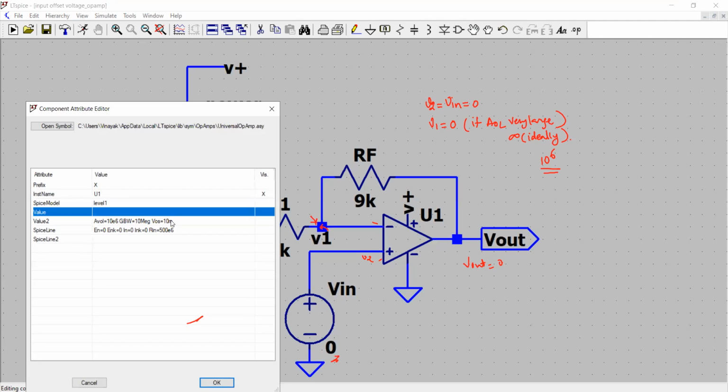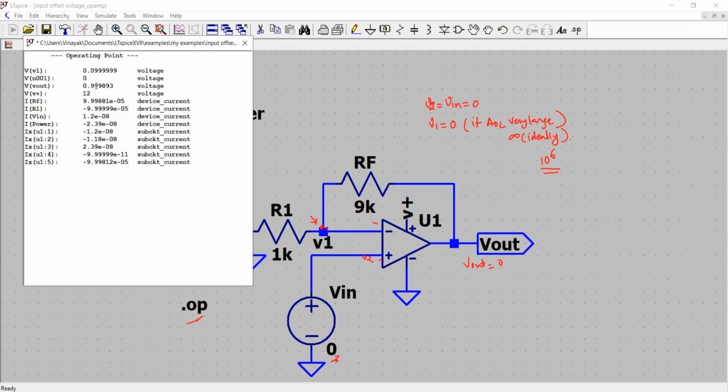If you increase it further, let's say about 100 millivolts, you will see that here it is, output is now 99.99. So it's approximately 1 volt. So just because of the 100 millivolt, your gain, which is 1 plus RF over R1, is getting multiplied with this offset voltage to reflect at the output. That's correct.